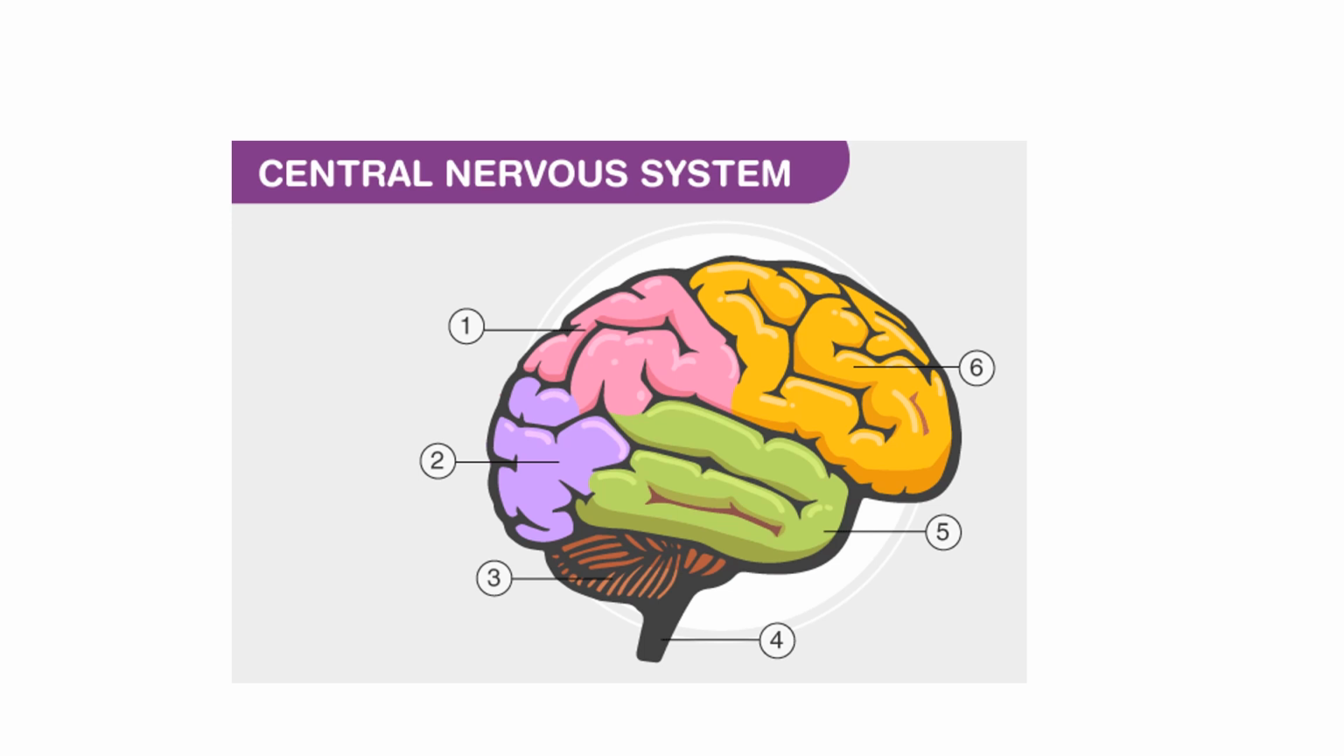For the basic revision, we are going to end the lecture by summarizing. This yellow one is the frontal lobe, this is the temporal lobe, this is the parietal lobe, this is the occipital lobe, this whole is the brainstem part, and this is the cerebellum. I hope you understand my lecture. Thank you.